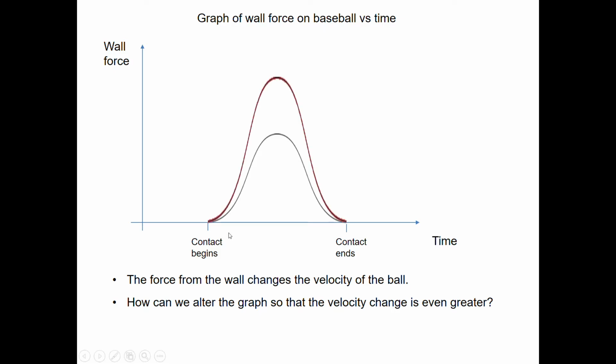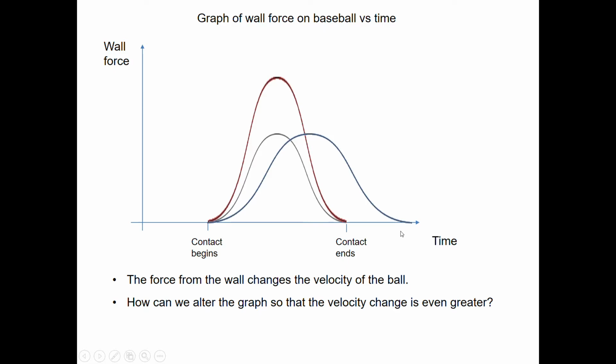One is that I could make the contact with the wall last for the same period of time, but I could actually make the maximum force much greater. That would be like if the ball compressed even more, and so it had a greater maximum force. That would certainly increase its velocity to the right after the collision even more. Another way to do it is to say, well, I don't want the maximum force to be any bigger than it was in the original case. I could just make the collision last for a longer period of time.